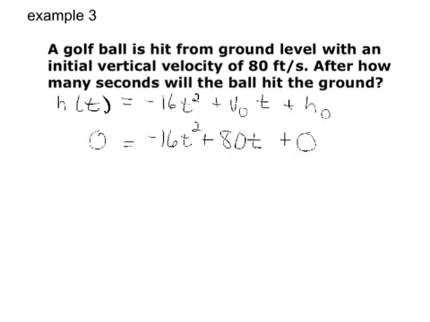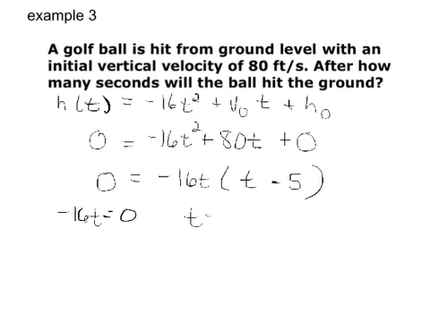Set that equal to 0 and solve it. What's cool is that 0 at the end helps us solve it much, much easier. I'm going to take out a negative 16t. I'm going to factor it. It gives me t minus 5. 80 divided by 16 is 5. And solve. Negative 16t equals 0. T minus 5 equals 0. T equals 0 and t equals 5.